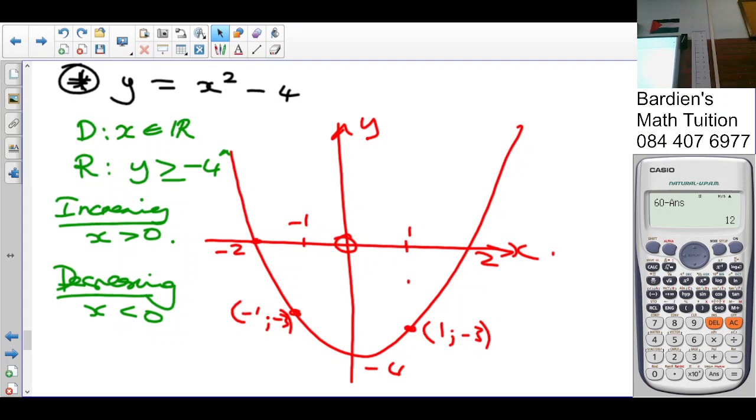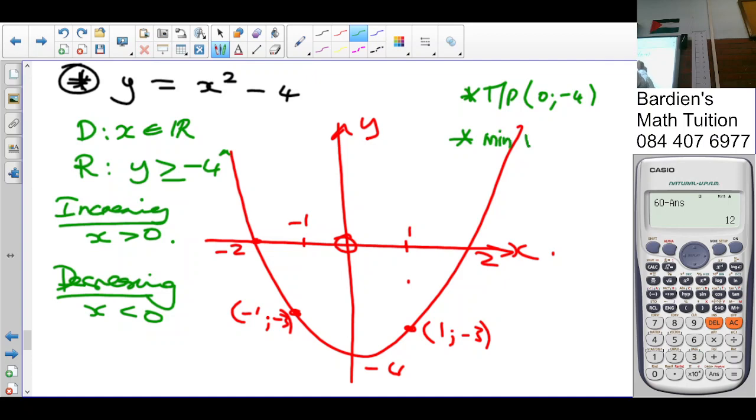So what can we say here? The turning point occurs where? Turning point? 0 and? Negative 4. This graph will have a minimum value of negative 4 and occurs at x equals 0. Will you all understand?